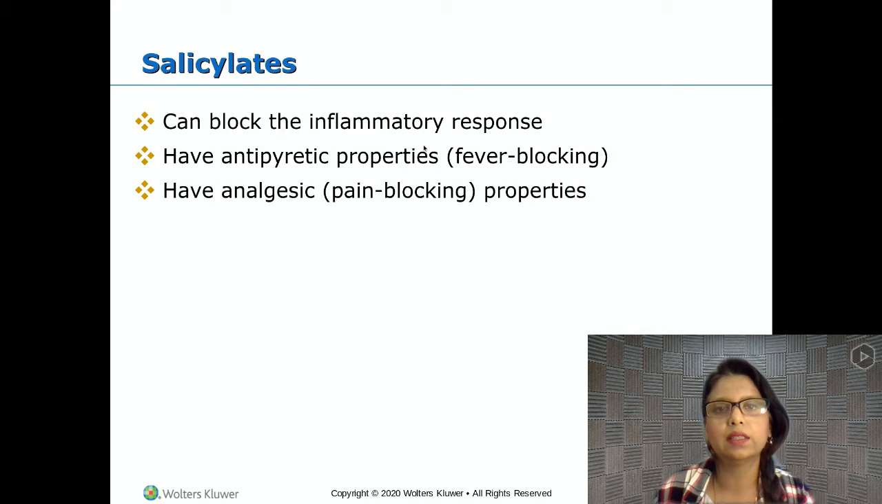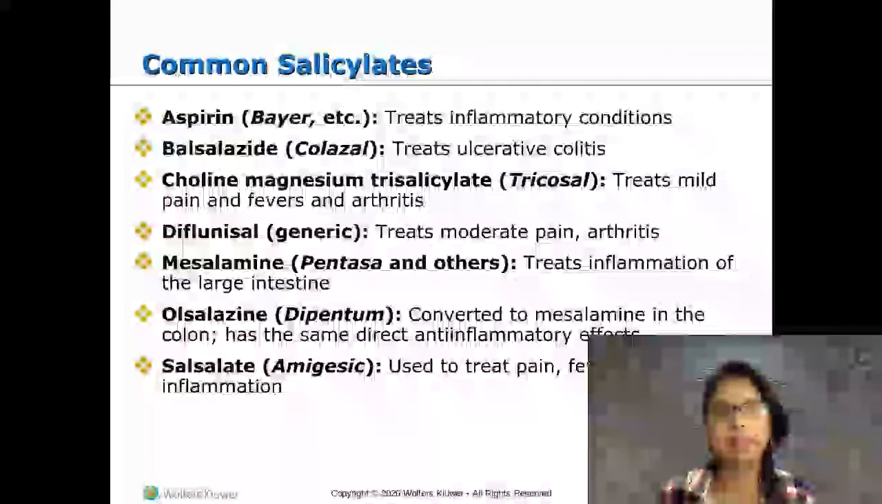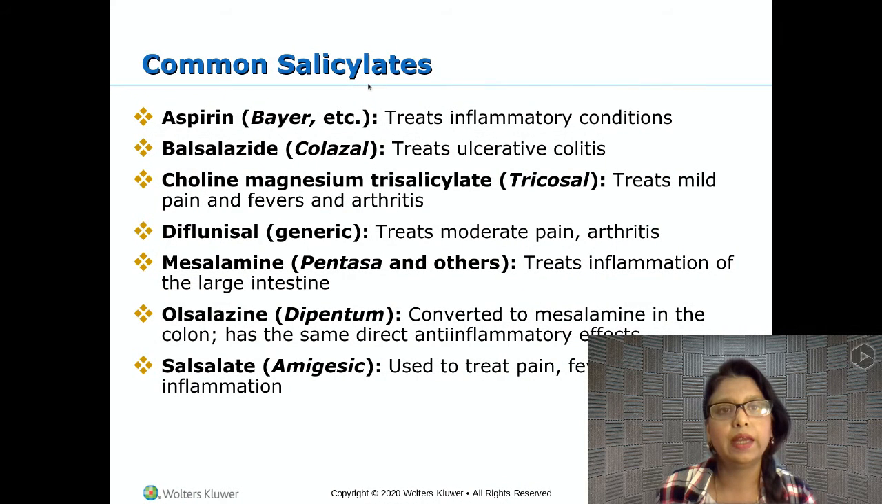Salicylates are the ones that block the inflammatory responses. They have very strong fever-blocking abilities and also have analgesic properties. Some common medications are aspirin. Aspirin we use very commonly, but it's mostly used for its antiplatelet function. It also treats inflammatory conditions. And then balsalazide is used to treat ulcerative colitis.